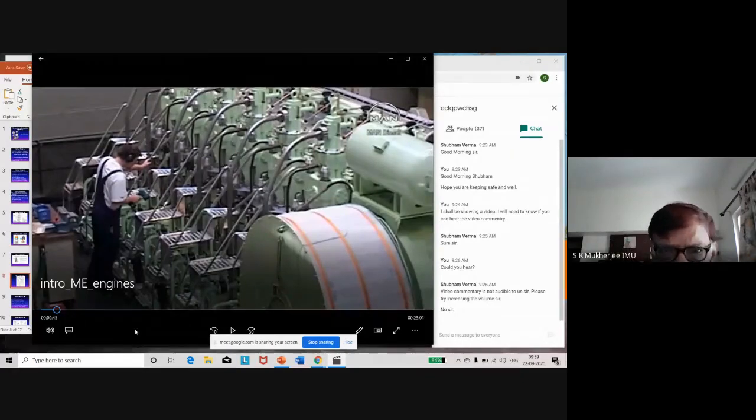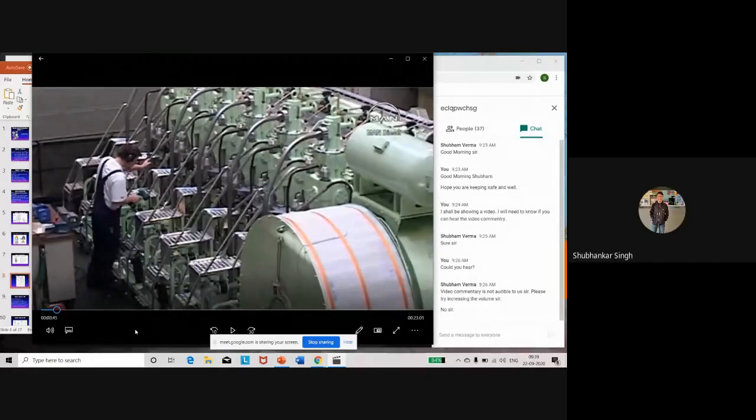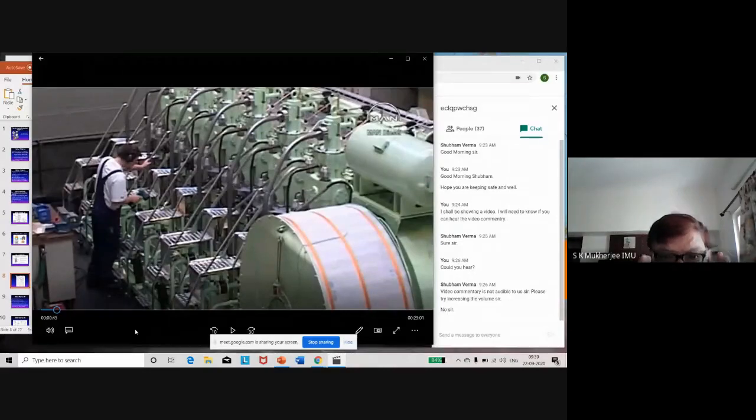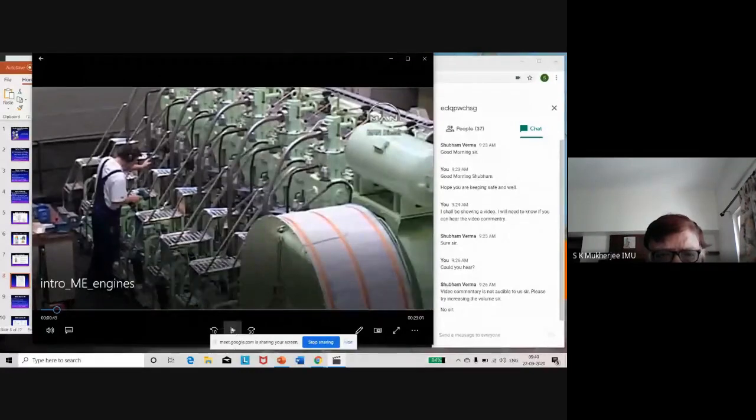Actually, what you see is a two-stroke engine, and he's explaining to you how the crosshead is, how the piston has a long stroke, where the stuffing box is. These are very clearly shown. So let us proceed.